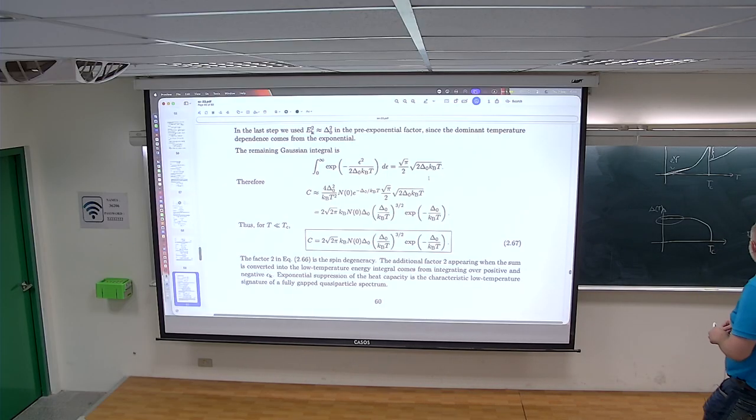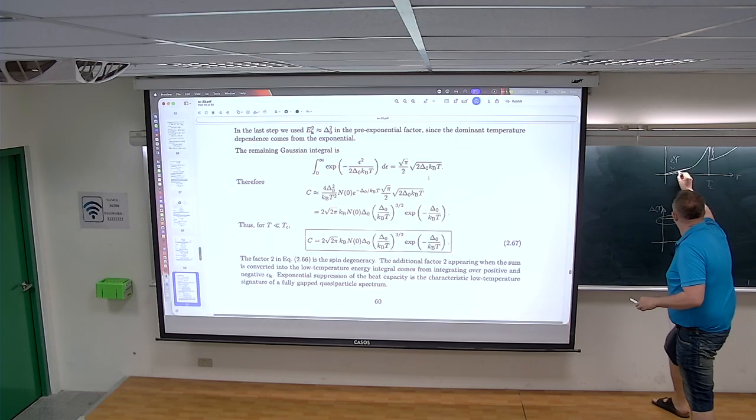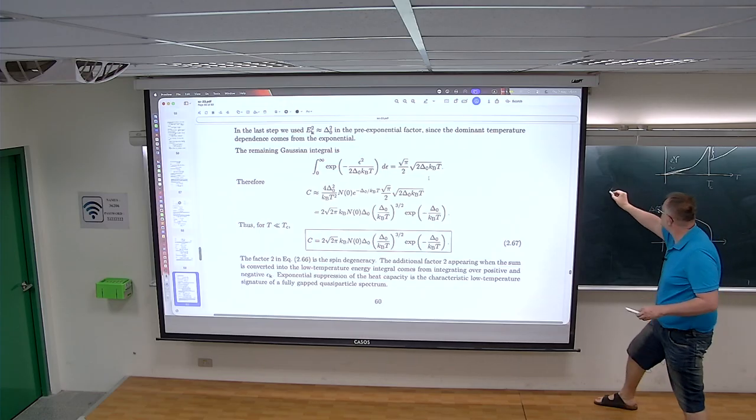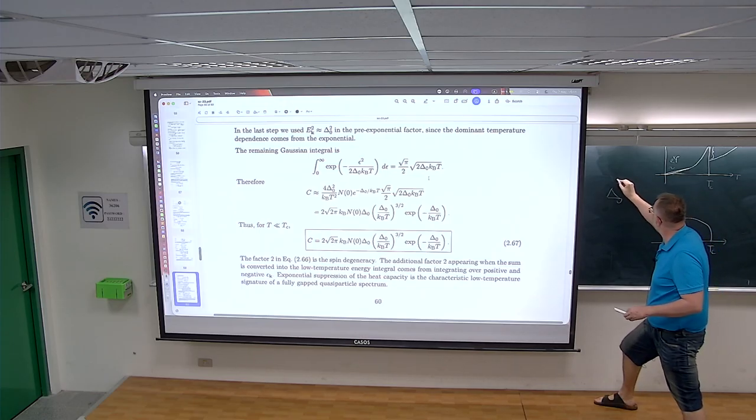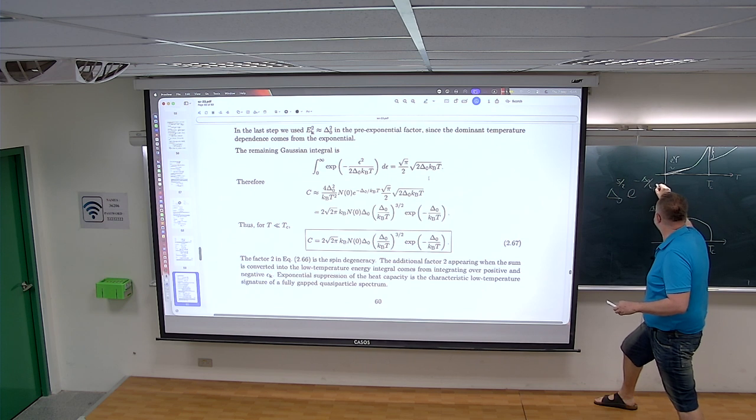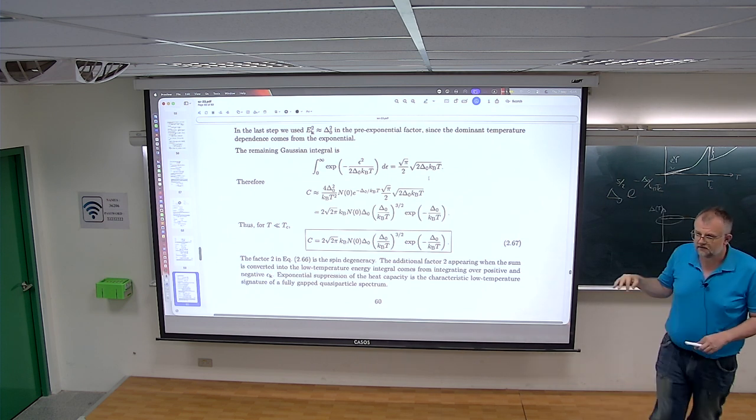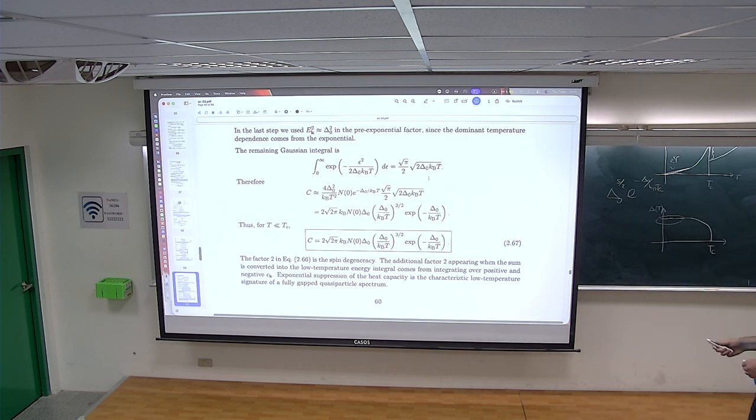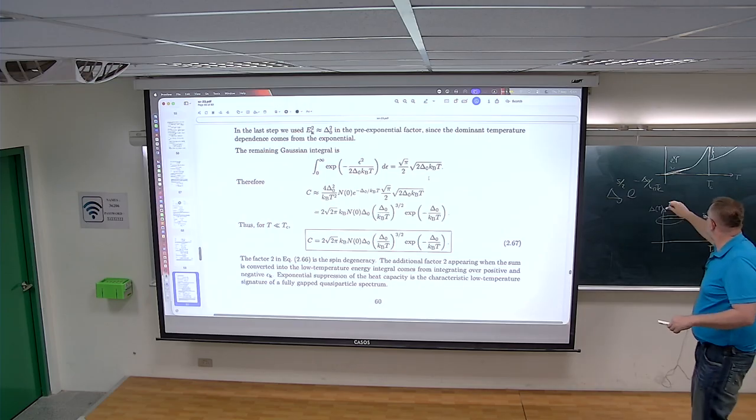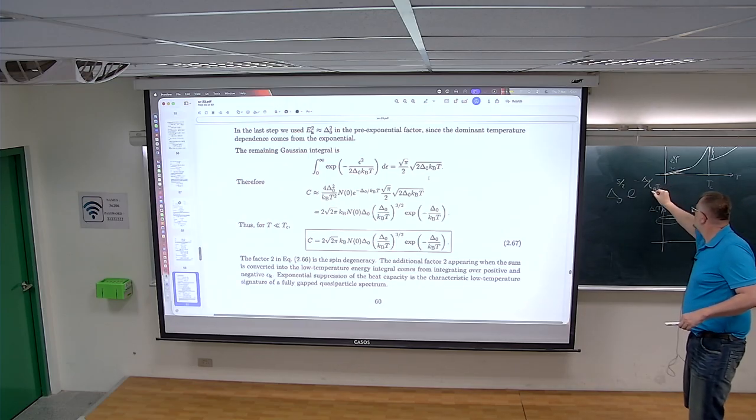So this we derived. It's going exponentially, like some delta 0 to the power of 5½ times e to the minus delta 0 divided by k_B T. Oh, k_B T, sorry, k_B T. So this is the formula for how it goes.